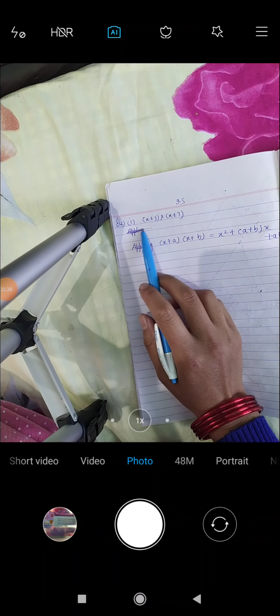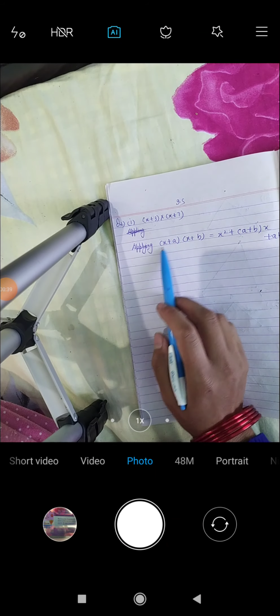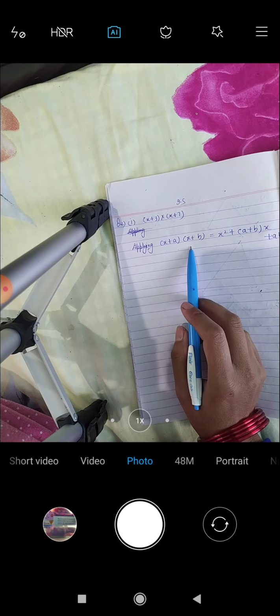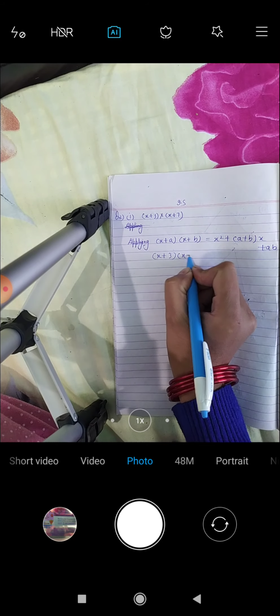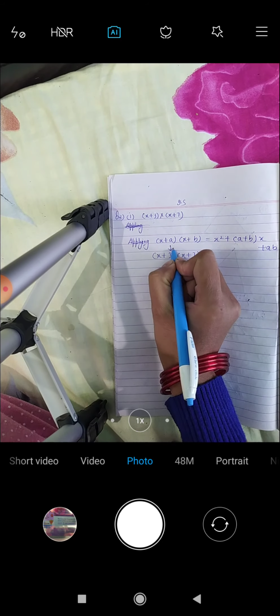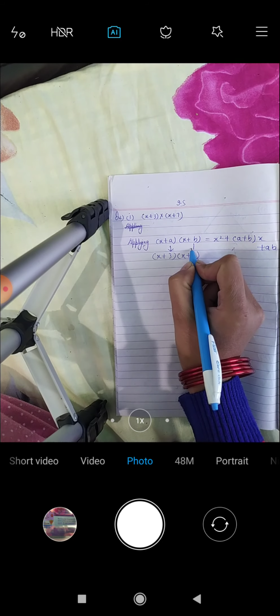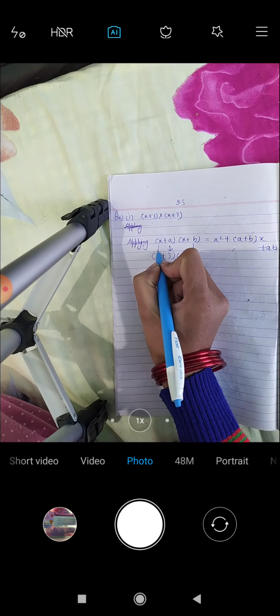First part of the second question is (x+3)(x+7). Here we are going to apply the identity (x+a)(x+b) = x² + (a+b)x + ab. So in this question we have x+3 and x+7. In place of a we have 3, in place of b we have 7 and in place of x, we have x. So, we will put all these values in this identity.